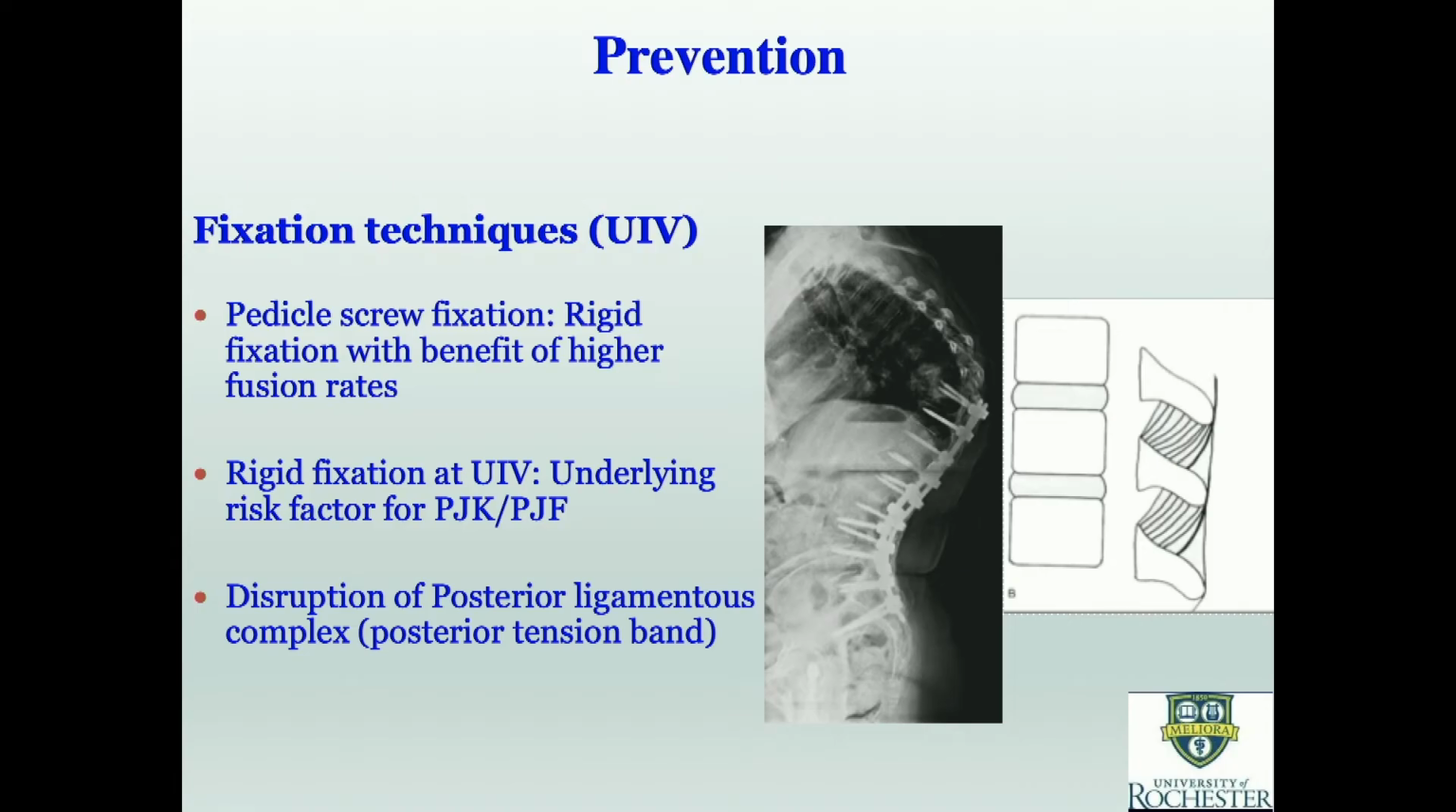In these patients, most of the forces or the flexibility of the spine ends up just above your UIV, and that's why the patients fail at the top. So even though it can afford us a better fixation and fusion, we still end up with significant motion at the top of the construct. And if you look at pedicle screw instrumentation at the top of the construct, this can typically lead to disruption of the posterior ligamentous complex.